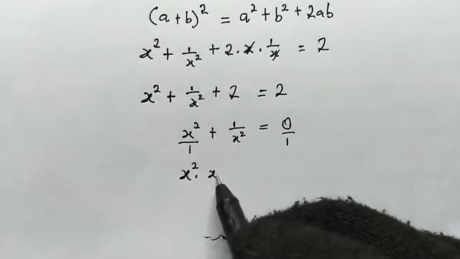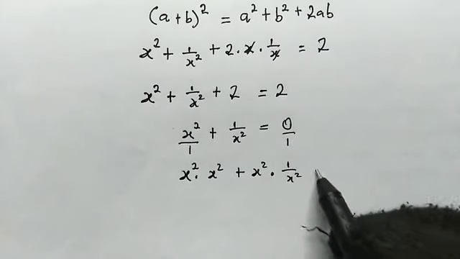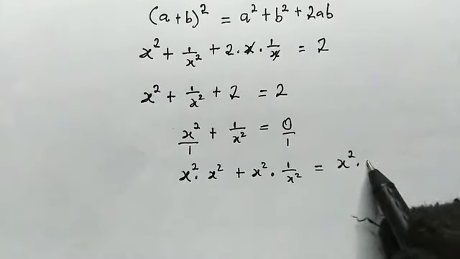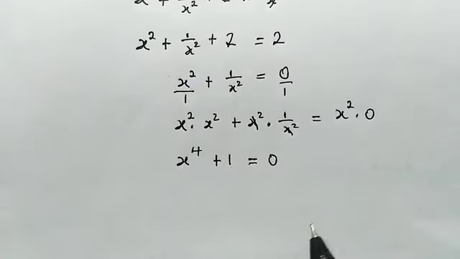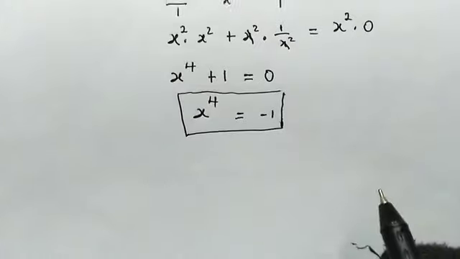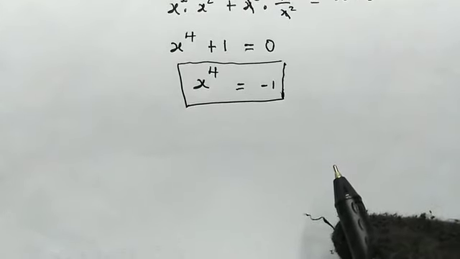So we get x squared times x squared plus x squared multiplied by 1 over x squared equals x squared multiplied by 0. Okay, now from here, x squared times x squared will give us x to the power of 2 plus 2, which is 4. Then plus here, this cancels this, and we are left with just 1. This equals 0. Now from here, subtract 1 from both sides, we get x to the power of 4 equals negative 1. Okay, this equation here is very important, right? Because this equation is really going to help us a lot in this video.